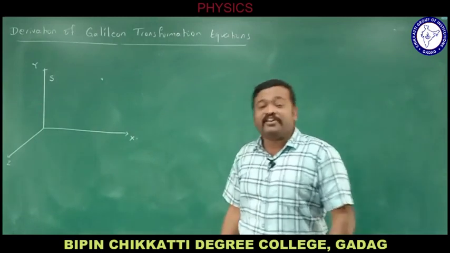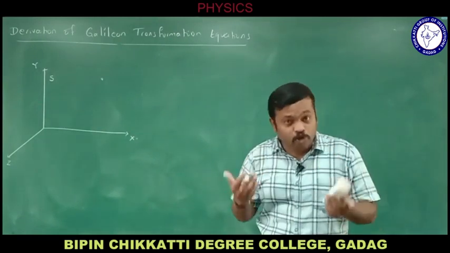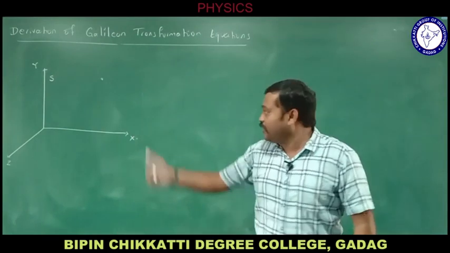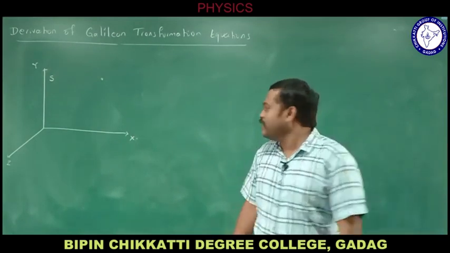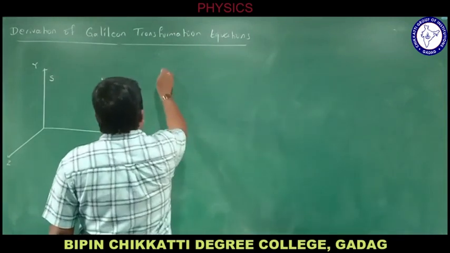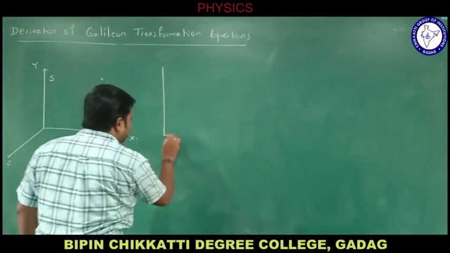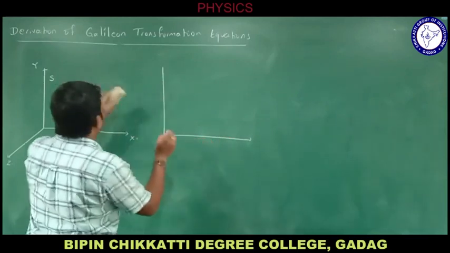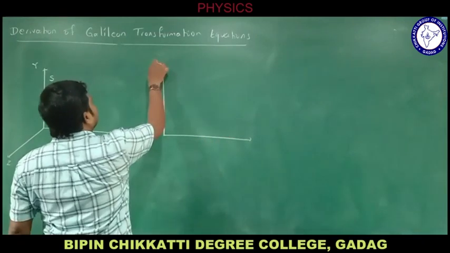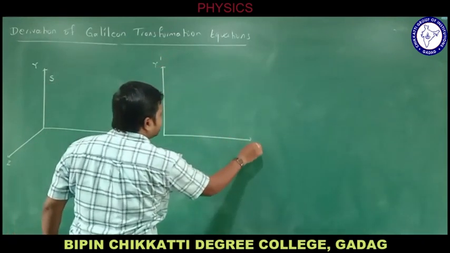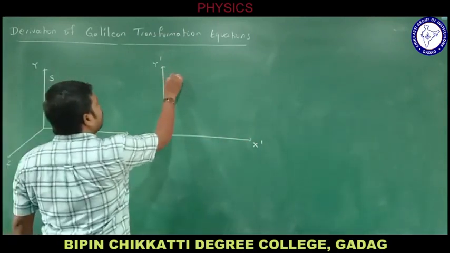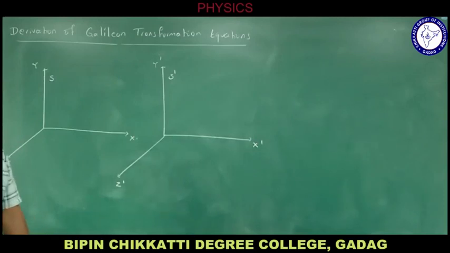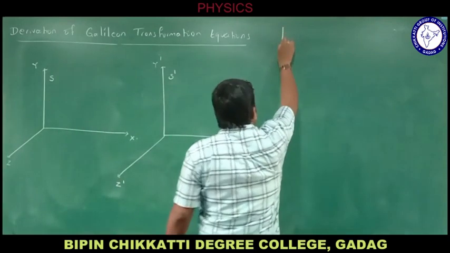To derive Galilean transformation equations, we need two inertial frames of reference. One let me call S and another one S dash. Now I'll consider another frame of reference, with y dash, x dash, and z dash axes, and let me call this frame of reference S dash.